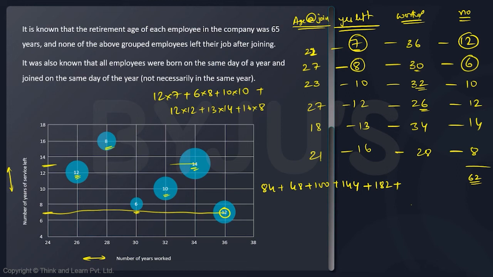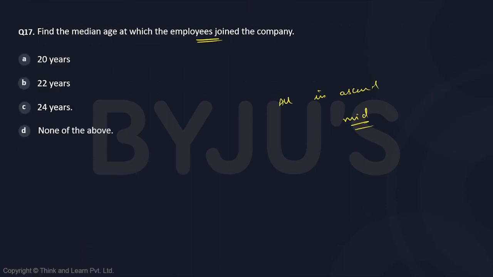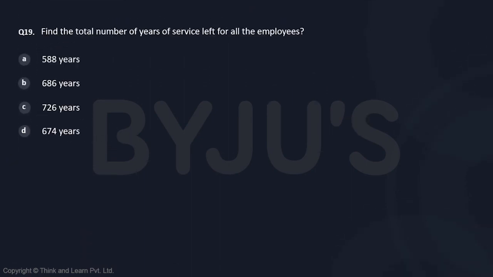Plus 16 into 8. So how much will that be? 16, 8 tens are 80, 6 8s are 48. So 80 plus 48 is 128. So this total, if you quickly add this up, will be 686 years. This is the total service left. So 686, whichever the option, yes, option B is your answer.